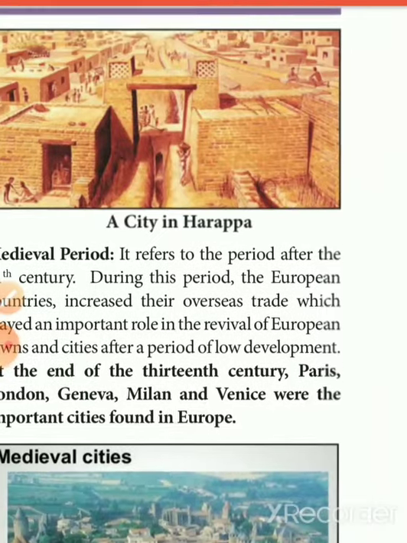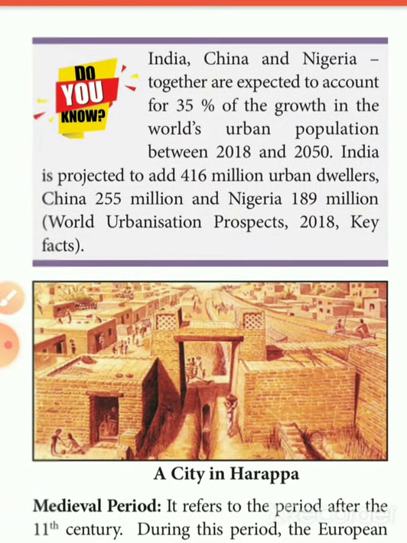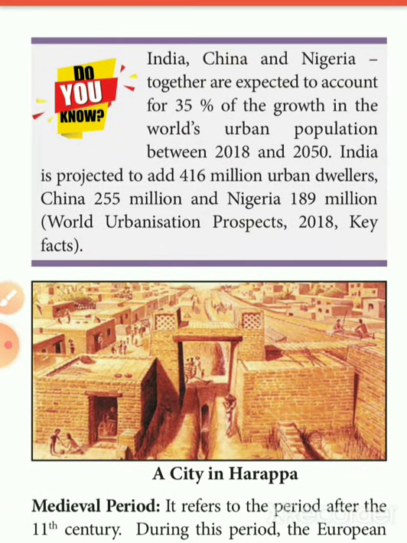India, China and Nigeria together are expected to account for 35% of the growth in the world urban population between 2018 and 2050. India is projected to add 460 million urban dwellers, China 255 million, and Nigeria 189 million. That is from the World Urbanization Prospects 2018, which is a key factor.